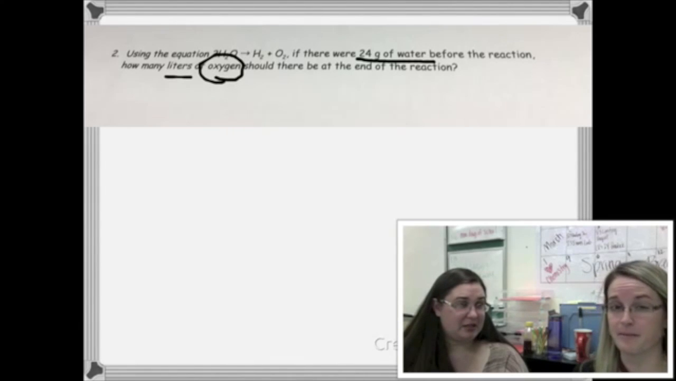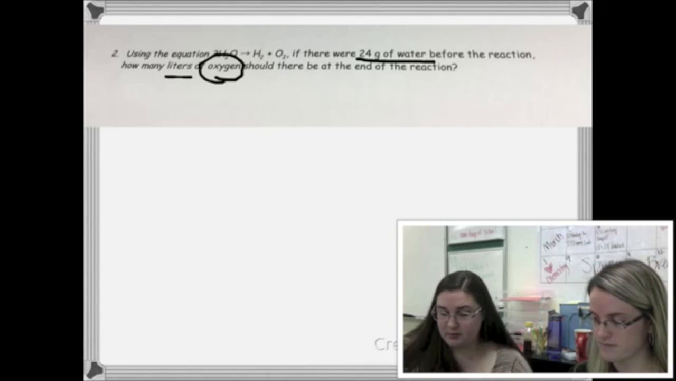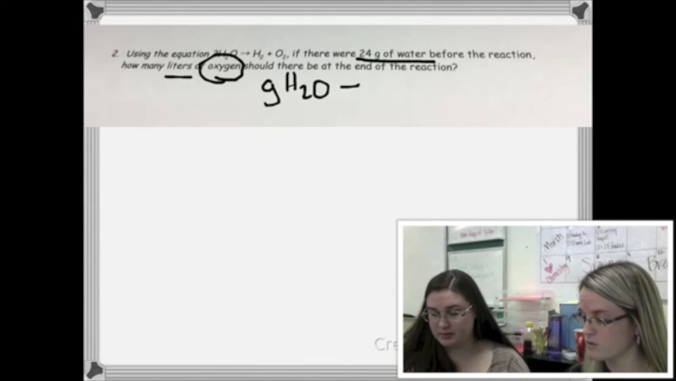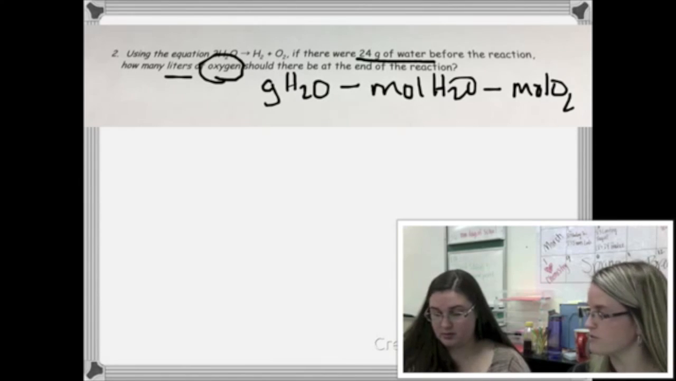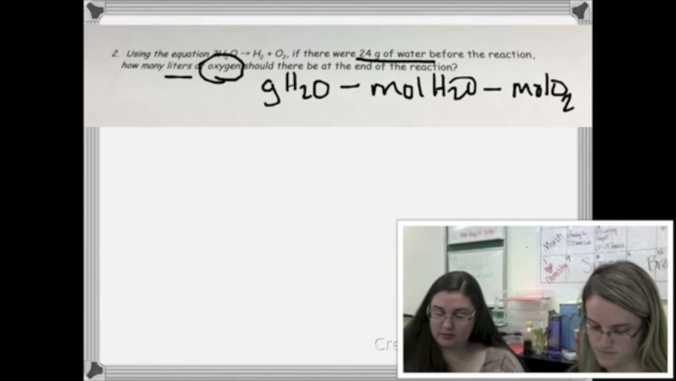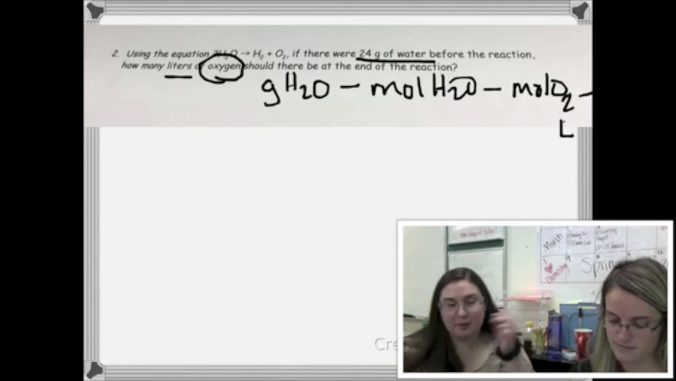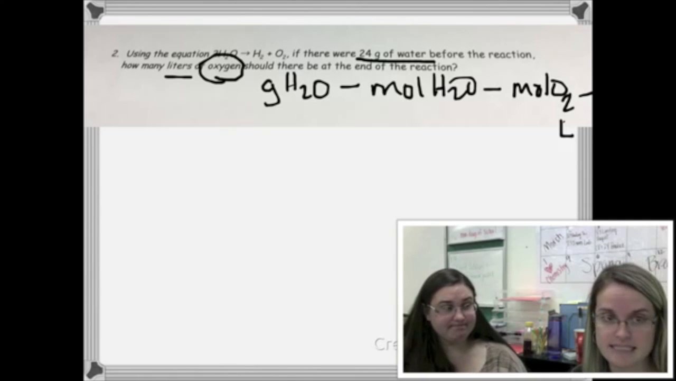Okay, so maybe we should map out our math at the top just to clarify this. We're starting with grams of water, and we need to get to moles of oxygen. So we go to moles of water. And then from there, I'm going to have to go to moles of O2. And then from moles of O2, I can go to liters. And we would have to make the assumption, even though it's not in the problem, since we're doing it this way, that it is at STP.